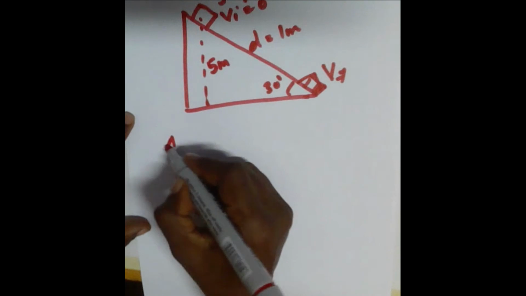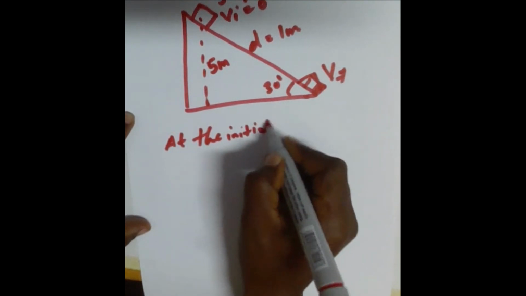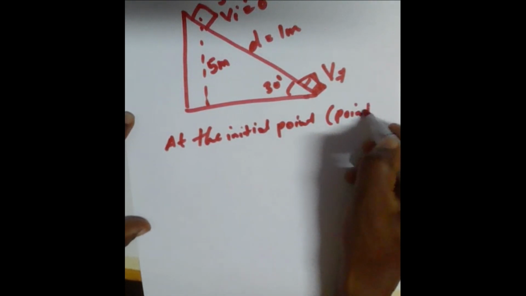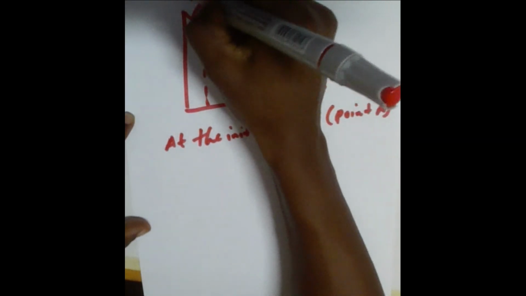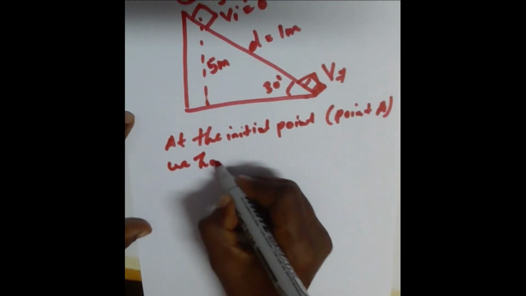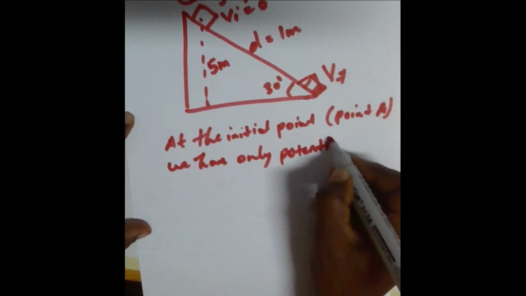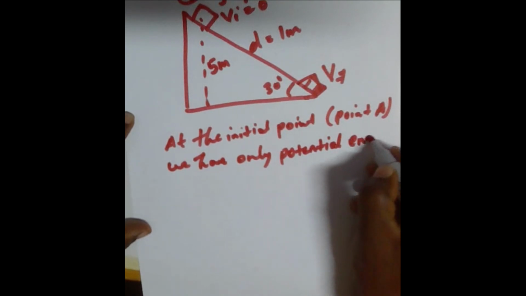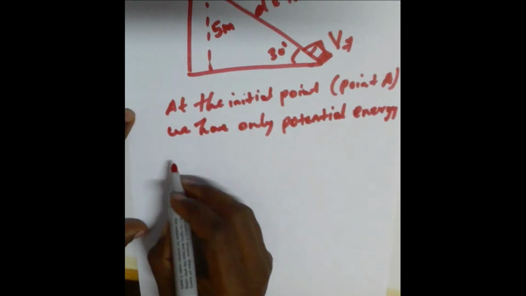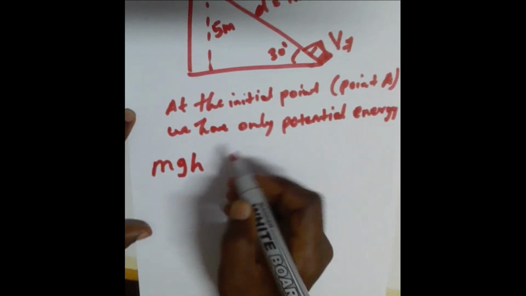First, at the initial point, which is point A, we have only potential energy. Therefore, the potential energy at point A is equal to mass times gravity times h.